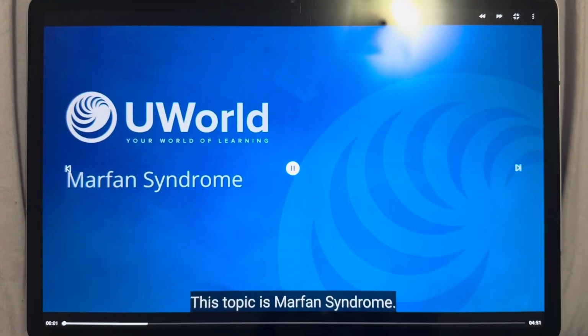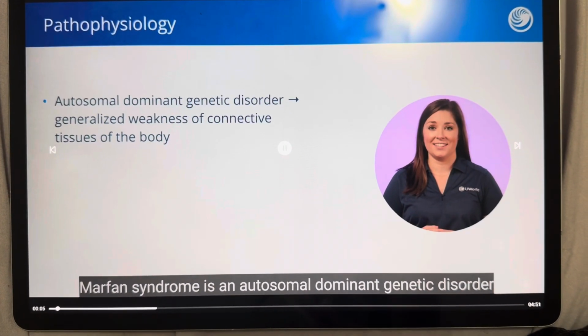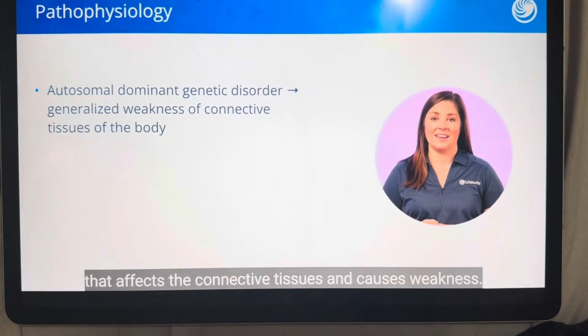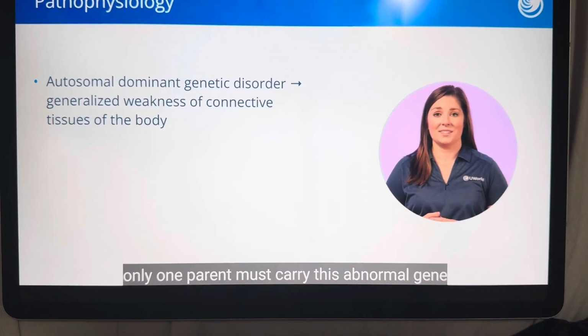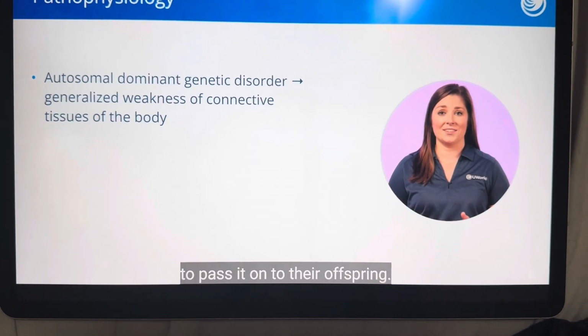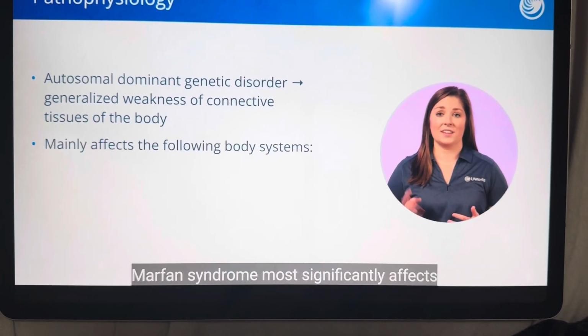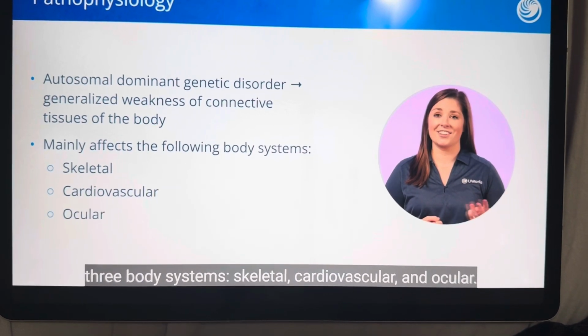Topic is Marfan syndrome. Marfan syndrome is an autosomal dominant genetic disorder that affects the connective tissues and causes weakness. As an autosomal dominant genetic disorder, only one parent must carry this abnormal gene to pass it on to their offspring. Marfan syndrome most significantly affects three body systems: skeletal, cardiovascular, and ocular.